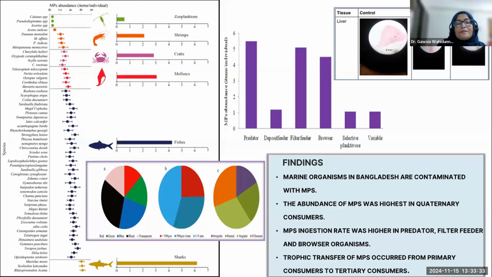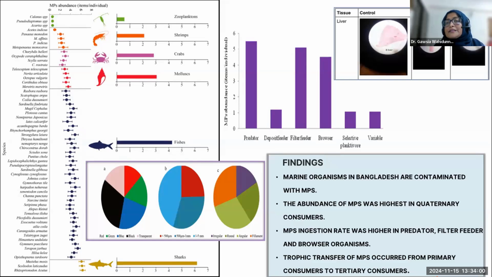For the variables, we identified the shape, size, and color, and also, for the different species, the different feeding groups. Depending on their feeding habit, we categorized them as predator, deposit feeder, filter feeder, browser, and selective plankton feeder, and then other variables.